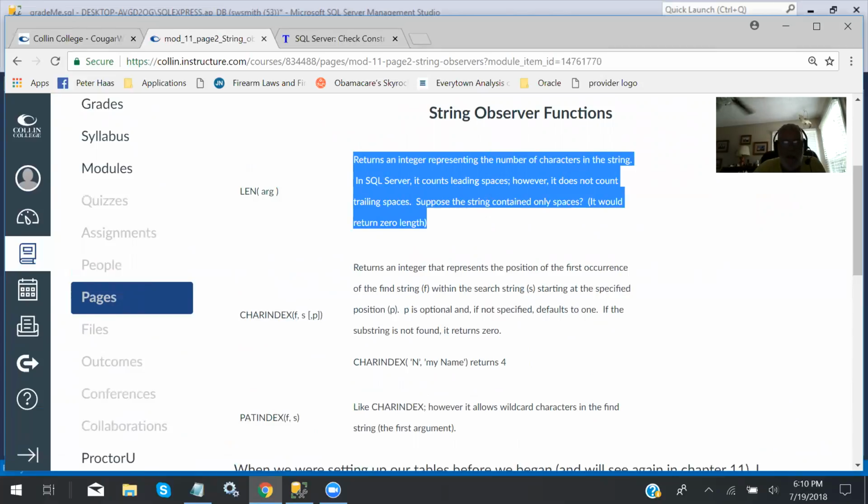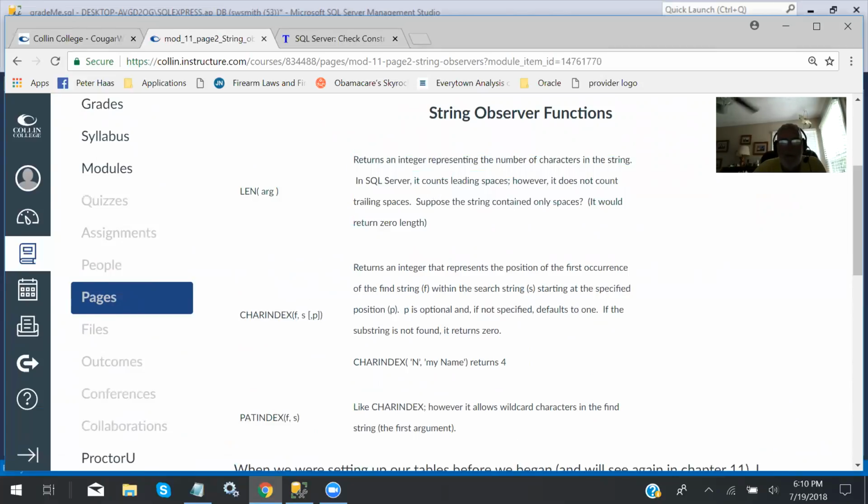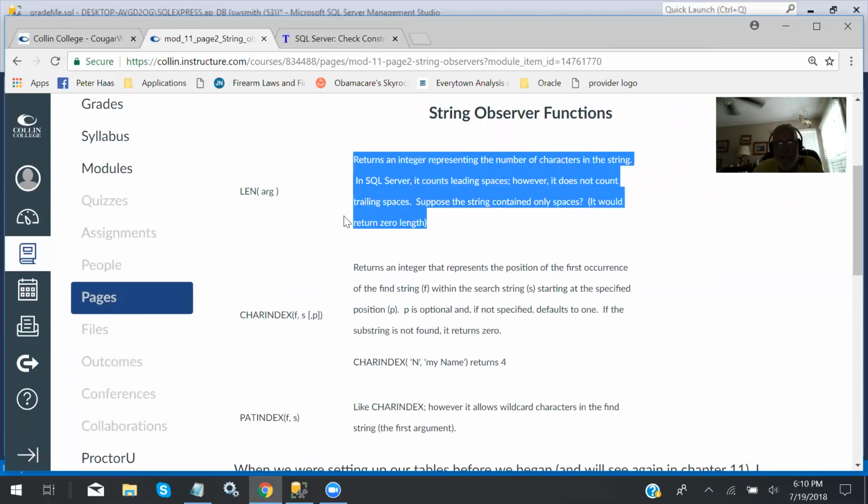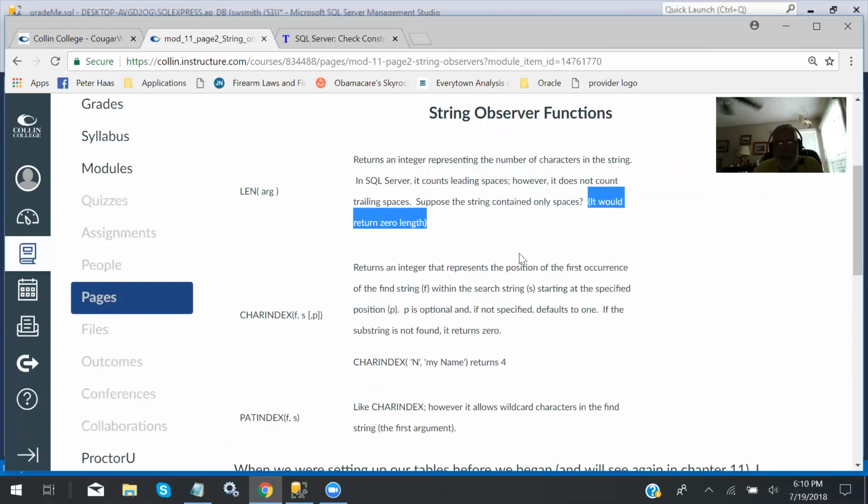How long is the argument to the string? How many characters are in it? Okay, some important points about it. It counts leading spaces. So if you have space, space, space, IBM, that is 6 characters because it's 3 leading spaces. So it counts leading spaces. Space, space, space, IBM, space, space, space, is still 6 characters because it chops off trailing spaces. Suppose the string contained only spaces, it would be 0 length.